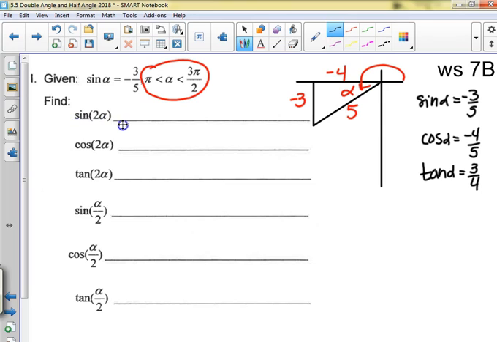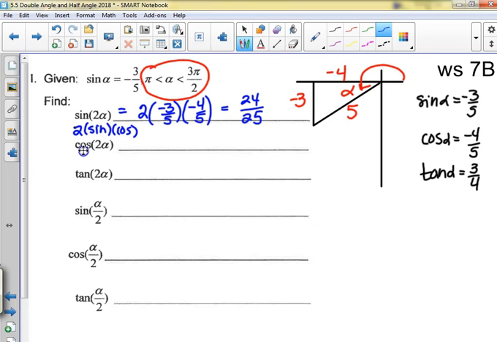So what's the formula for sine 2 theta? Two times the sine times the cosine. I'm just going to write it like that. And then on this blank, I'm going to plug in the values. What are the values we're plugging in? There's a 2. And then negative 3/5. And then negative 4/5. If I multiply all that, anybody? 24/25. This may be the question we just did. I don't know, but we're just going to keep going.